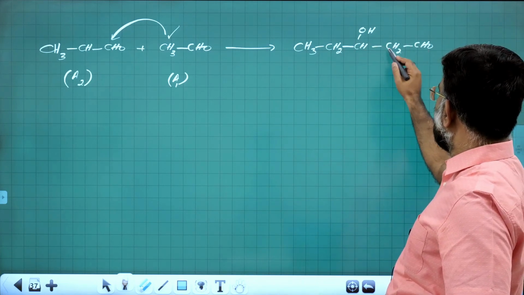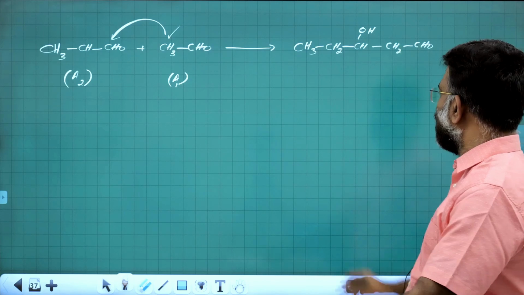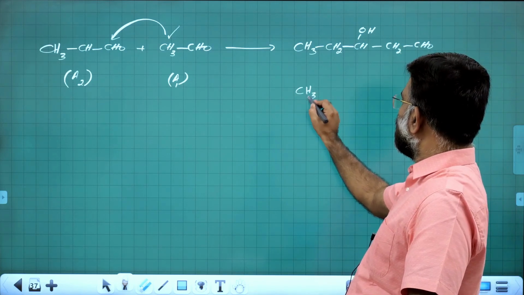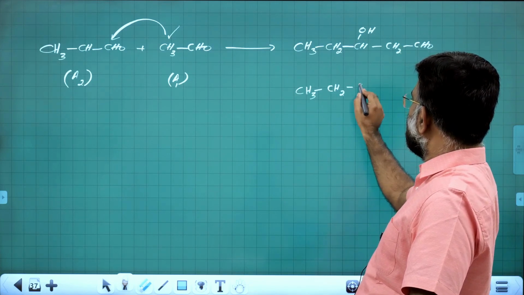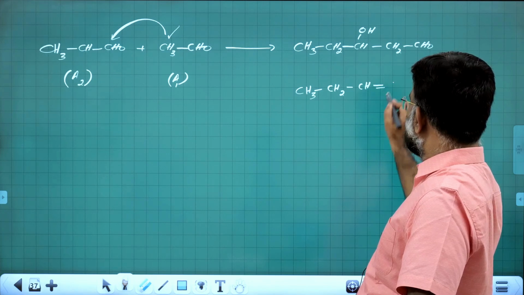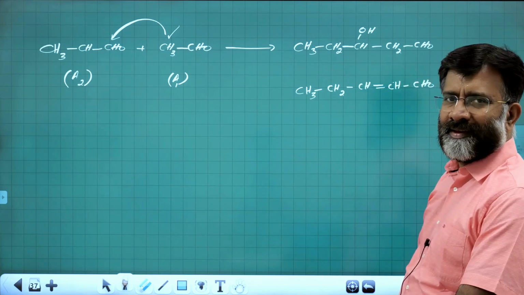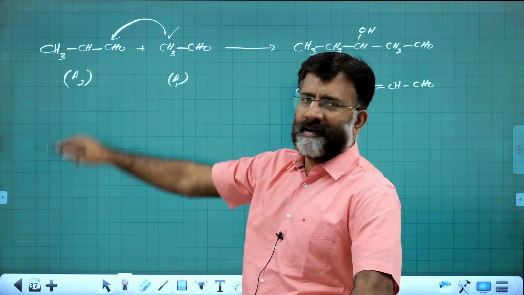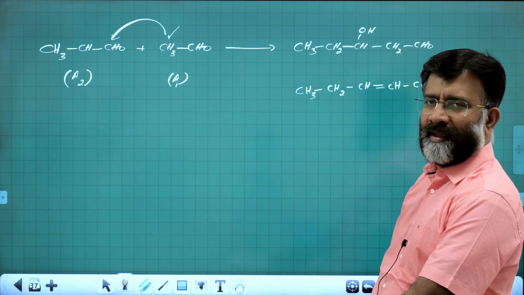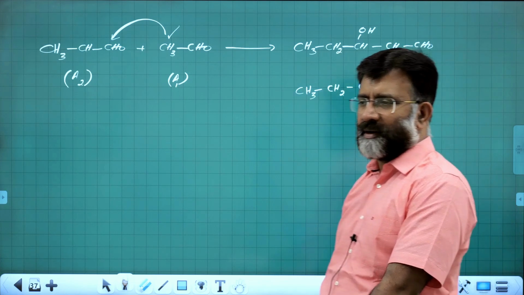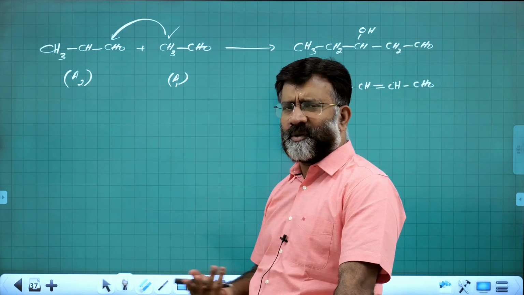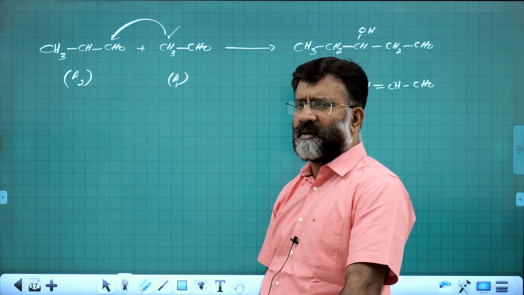1, 2, alpha, beta hydroxy aldehyde. And the final condensed product will be CH3, CH2, CH double bond, CH, CHO. This is A1 attacking A2. You can understand it as A1A2 product or A2A1 product. The way you understand it is very important.